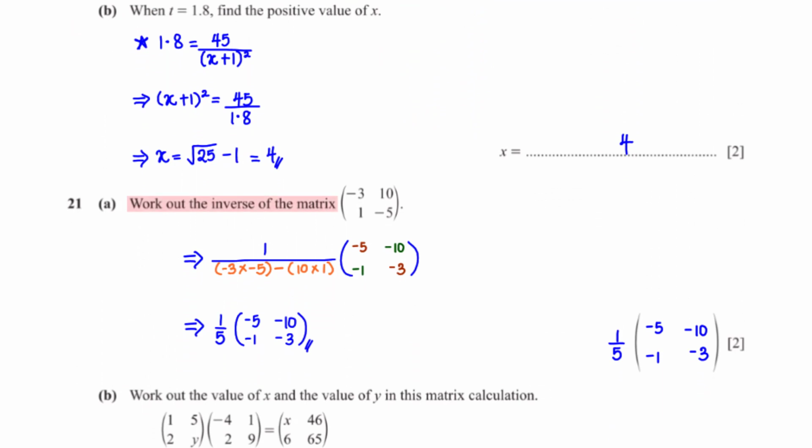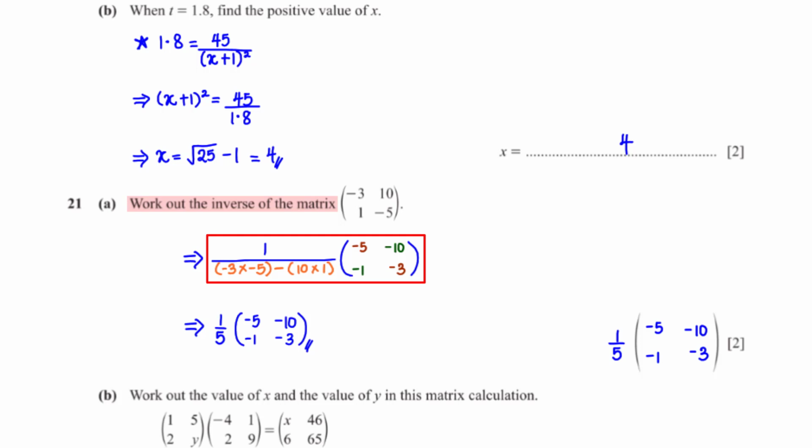Work out the inverse of the matrix [-3, 1; 10, -5]. The inverse of the matrix would be equal to 1 over the determinant of the matrix, which we get by subtracting the product of the minor diagonal from the product of the major diagonal, times this matrix, which we get by swapping the positions of the elements in the major diagonal and negating the elements of the minor diagonal.